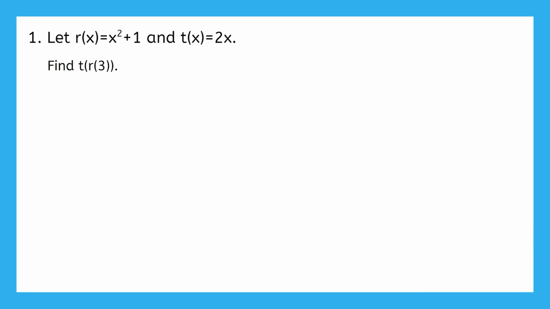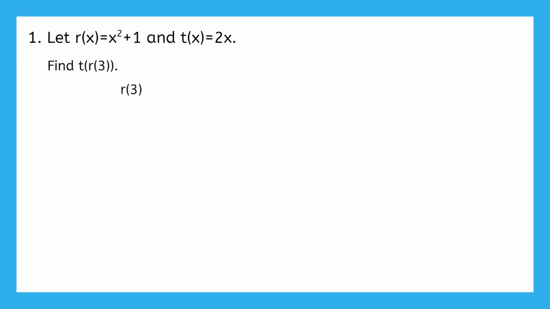So similar to nested parentheses in the order of operations, I want to work on the innermost nested function to evaluate and then work my way outward. So in this case, I'll first evaluate r of 3 and then use the output of that to evaluate t of r of 3. All right, let's start with evaluating r of 3.